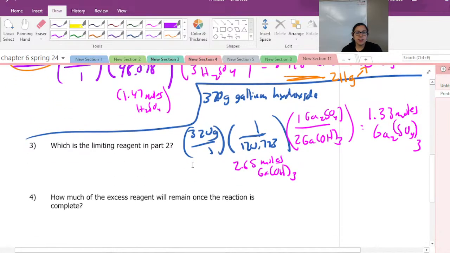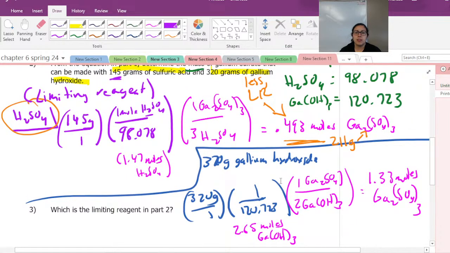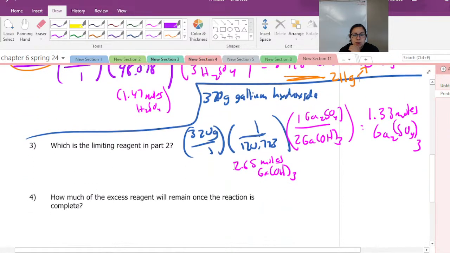So now it's asking how much of the excess reagent will remain once the reaction is complete. And so think about the information that you have, right? You kind of already saw moles of this. Think about what you need to calculate, right? You're trying to find excess reagent, so how much was consumed might be a good starting point.